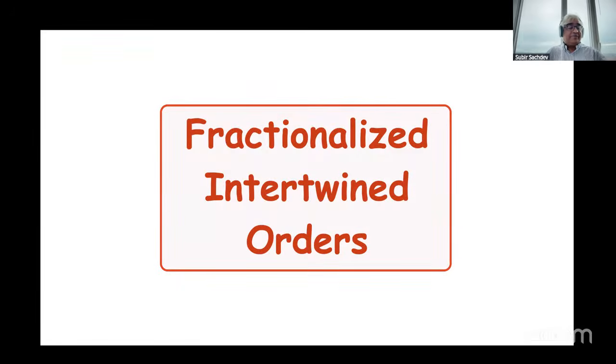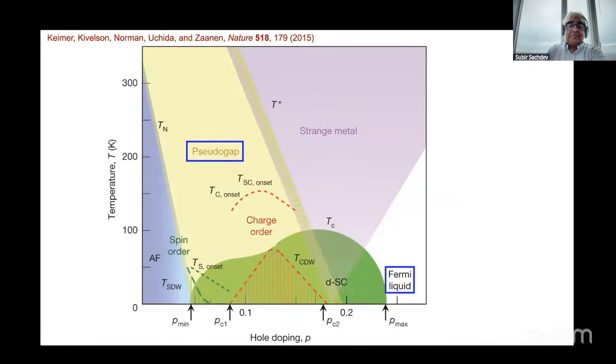All right, so let's now finally get to the recent work. I'm now going to dope this particular spin liquid. So we're going to start from the pseudogap and ask, how do you get the D-wave superconductor?